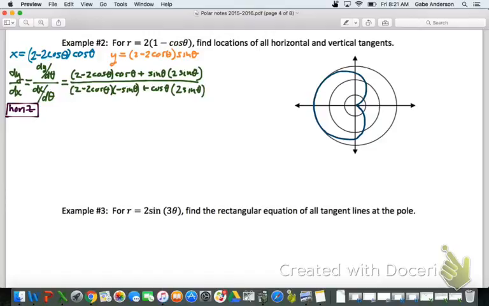I'm going to simply take the numerator and set it equal to 0. Is it okay with you if I do a little multiplication while I set it equal to 0? I'll distribute the cosine and multiply the sines. So that would be 2 cosine of theta minus 2 cosine squared theta plus 2 sine squared of theta equals 0.